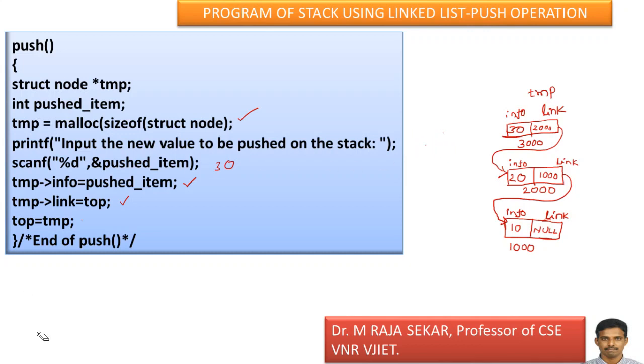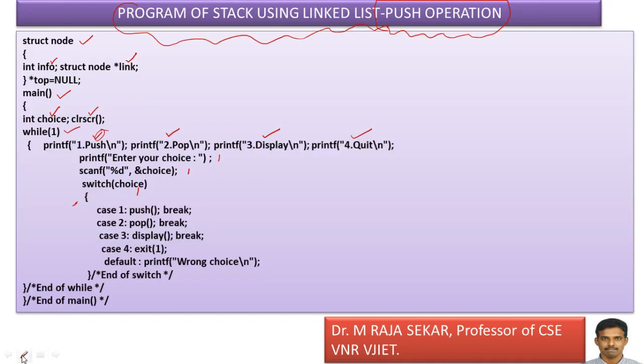Yes. Now again let me choose pen. What it says, this is top equal to TMP. Top equal to TMP means what? This is top equal to TMP. What is my TMP? 3000. Automatically it will search for a node whose address is 3000, isn't it? After executing this particular function, I must go back. Again, we were in case 1.